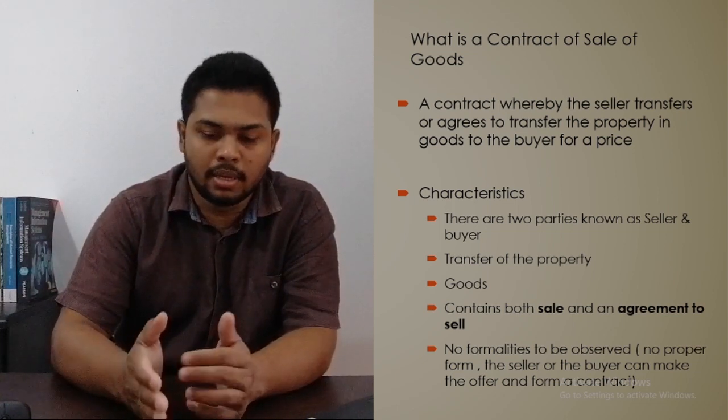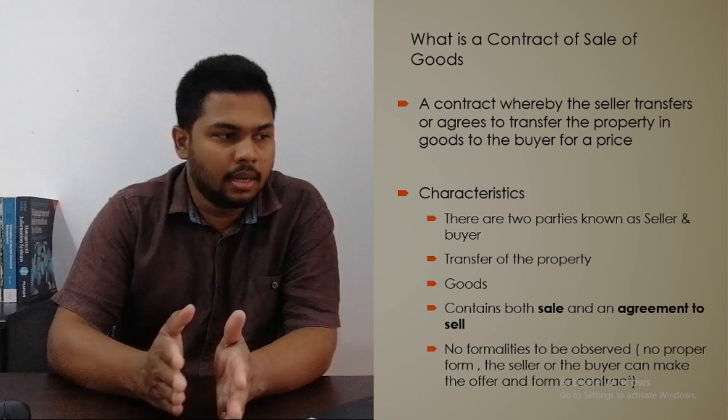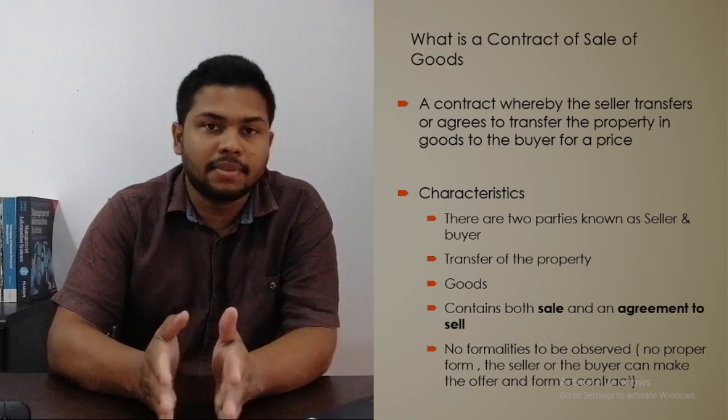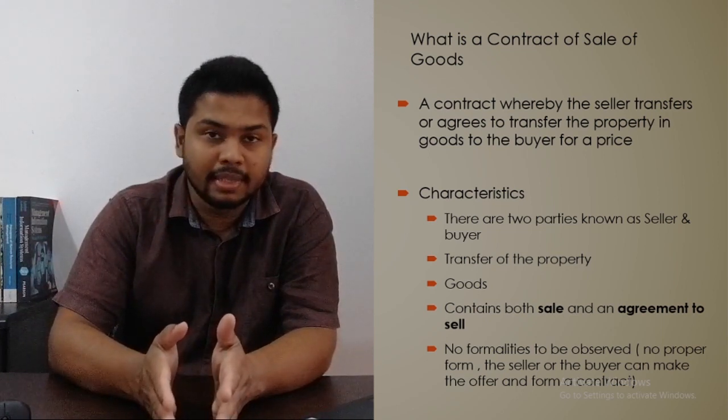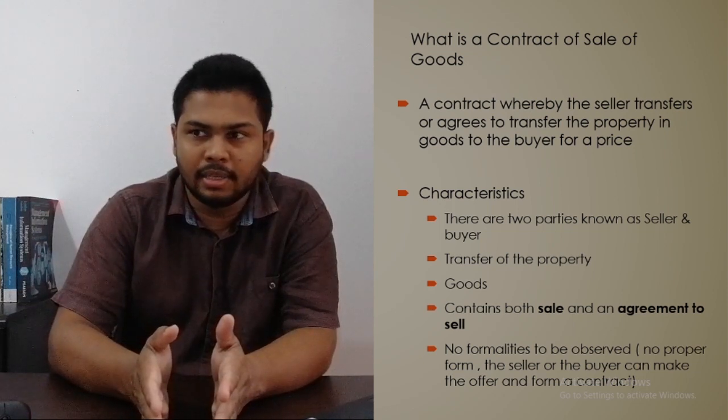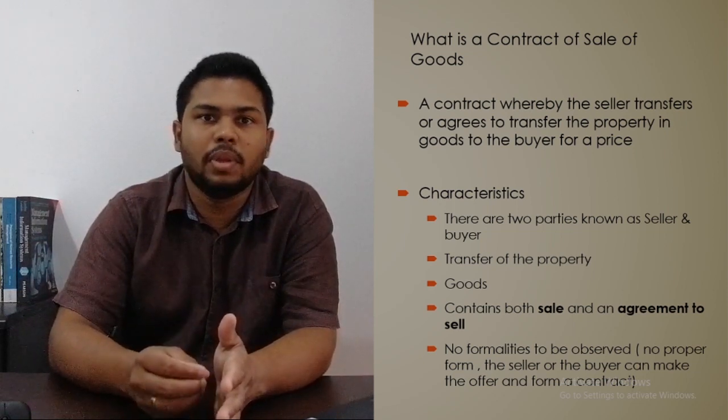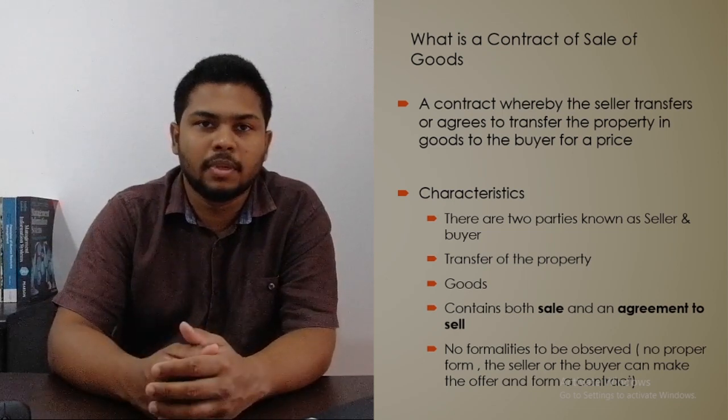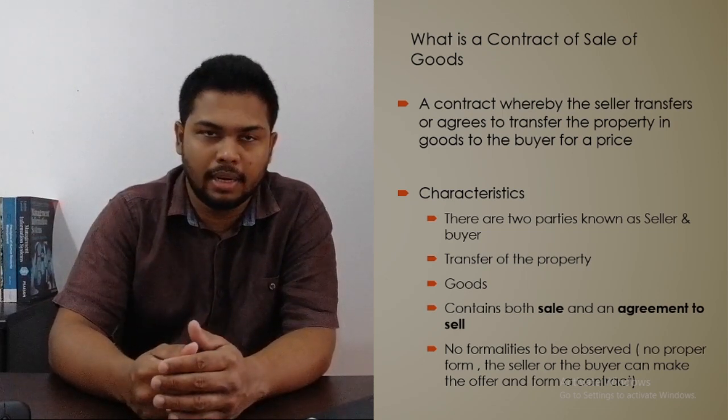So simply there are two types, right? One is the seller transfers, which means he's selling it. In day-to-day life, whatever things you need, you go to a shop and buy them. That is called a sale, right?